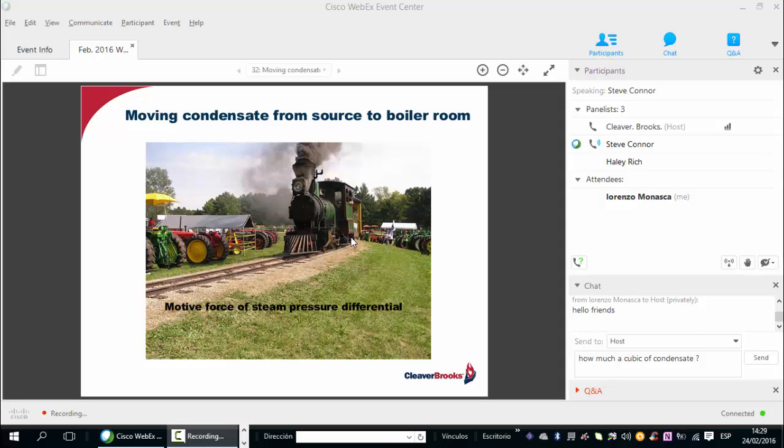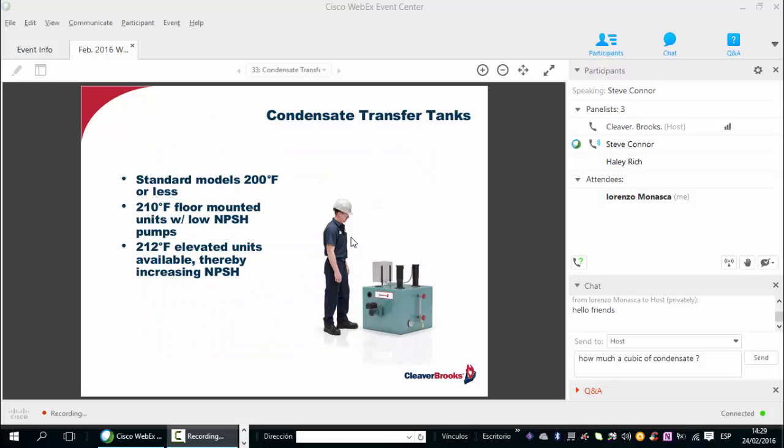As you now see on the slide, one of the ways to move condensate is through the sheer motive force of the total steam system, wherein the differential between the upstream versus downstream pressures in the piping system moves the fluid to the proper holding tank in the boiler room. This happens sometimes, but it's really kind of rare for any number of reasons, which I won't get into today.